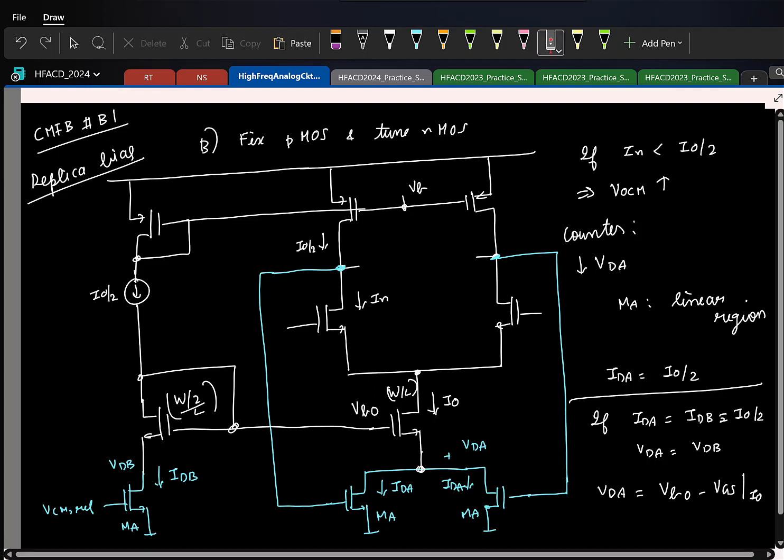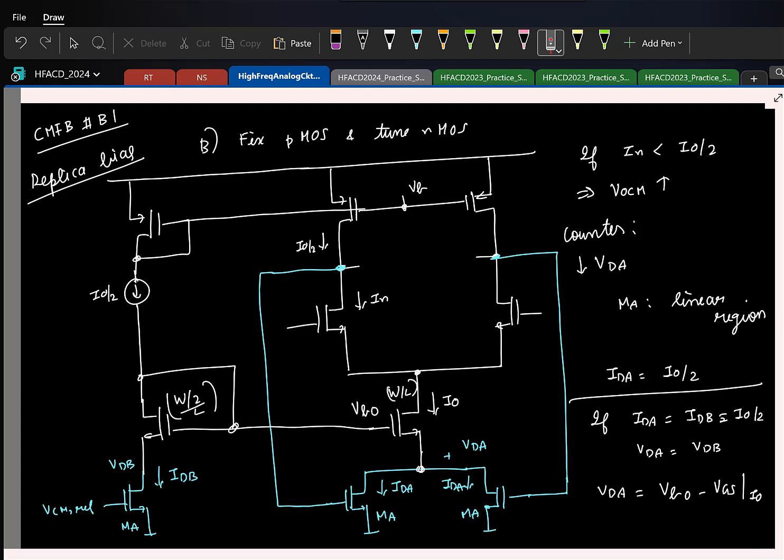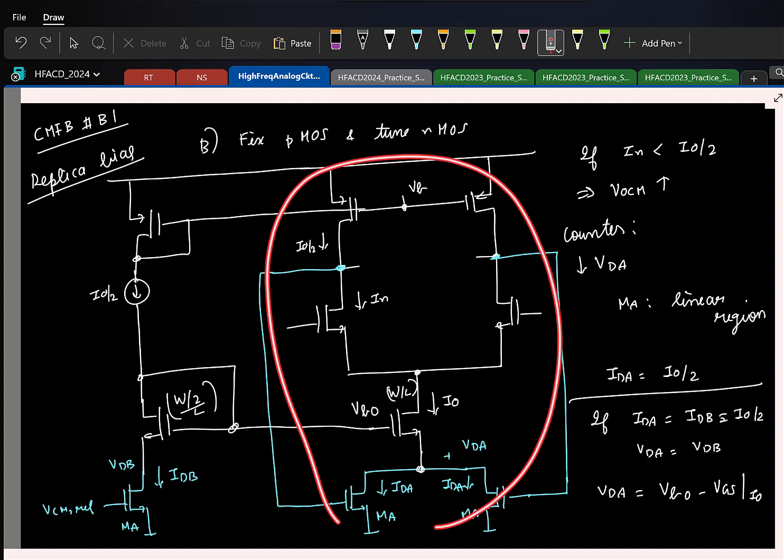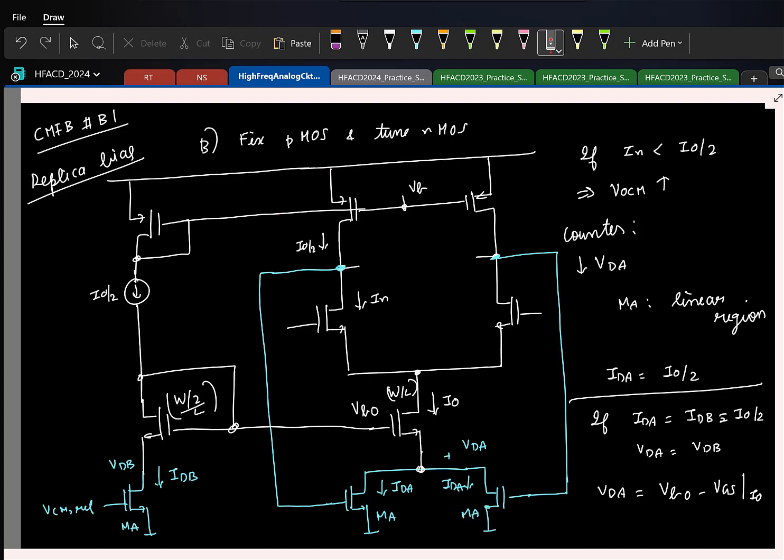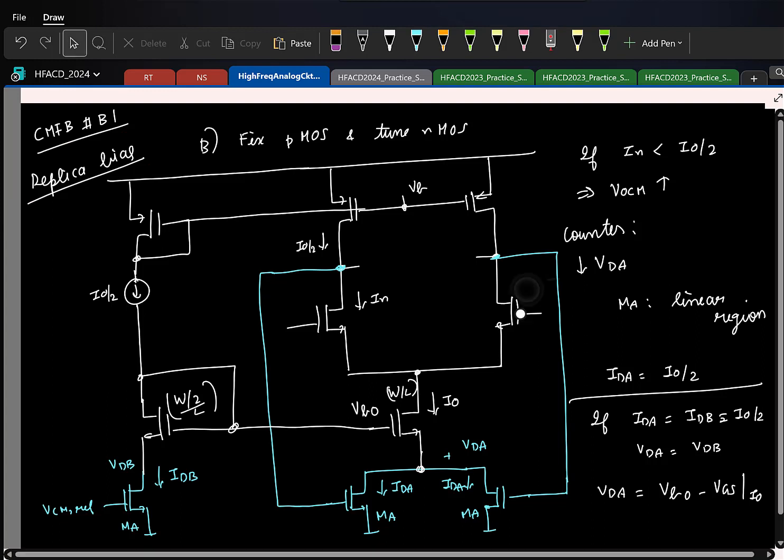The notion of replica bias is generally used in multiple places like this. The idea is the following: you want to do something in your main circuit. What you do, instead of directly doing it there, you have a replica of the same thing, do an appropriate operation there, and have a mechanism so that that gets copied here. And this basic idea is used in multiple places actually.